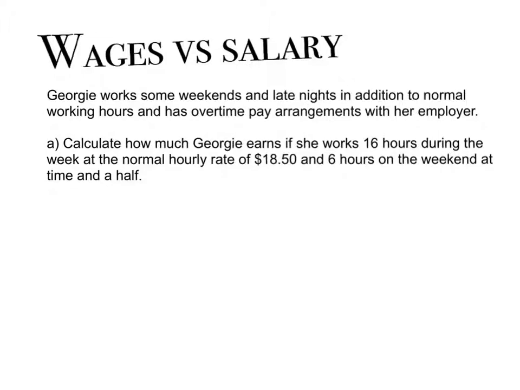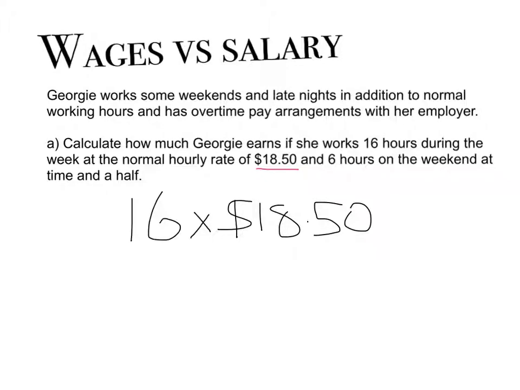So let's have a look at this. Georgie works some weekends and late nights in addition to her normal hours, and she has overtime pay arrangements with her employer. Lucky her. Calculate how much Georgie earns if she works 16 hours during the week at the normal rate and 6 hours on the weekend at time and a half. Her normal rate is $18.50. She works 16 hours during the week. 16 hours multiplied by $18.50 will help me get my answer. And if I plugged it in, I would work out that Georgie gets $296. So that's her normal rate.